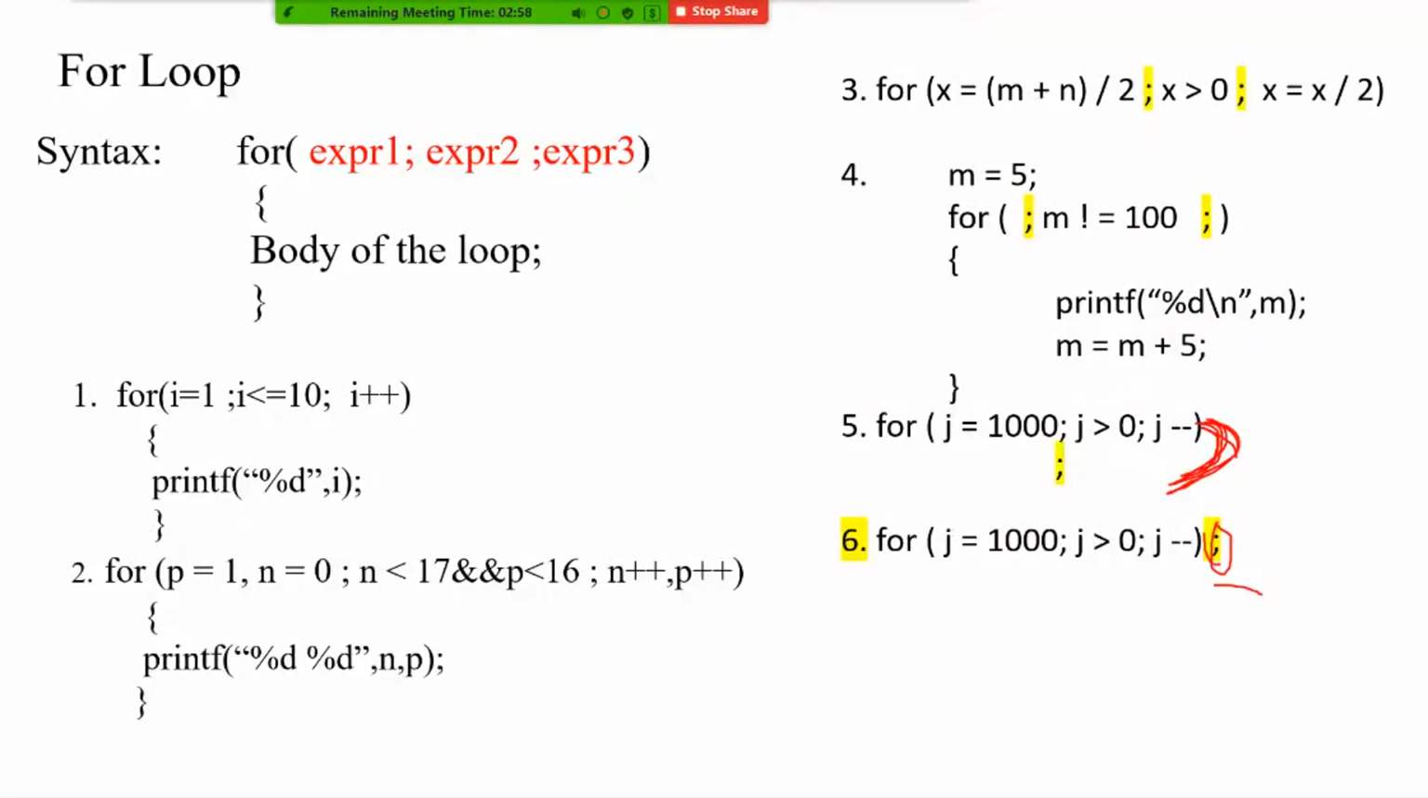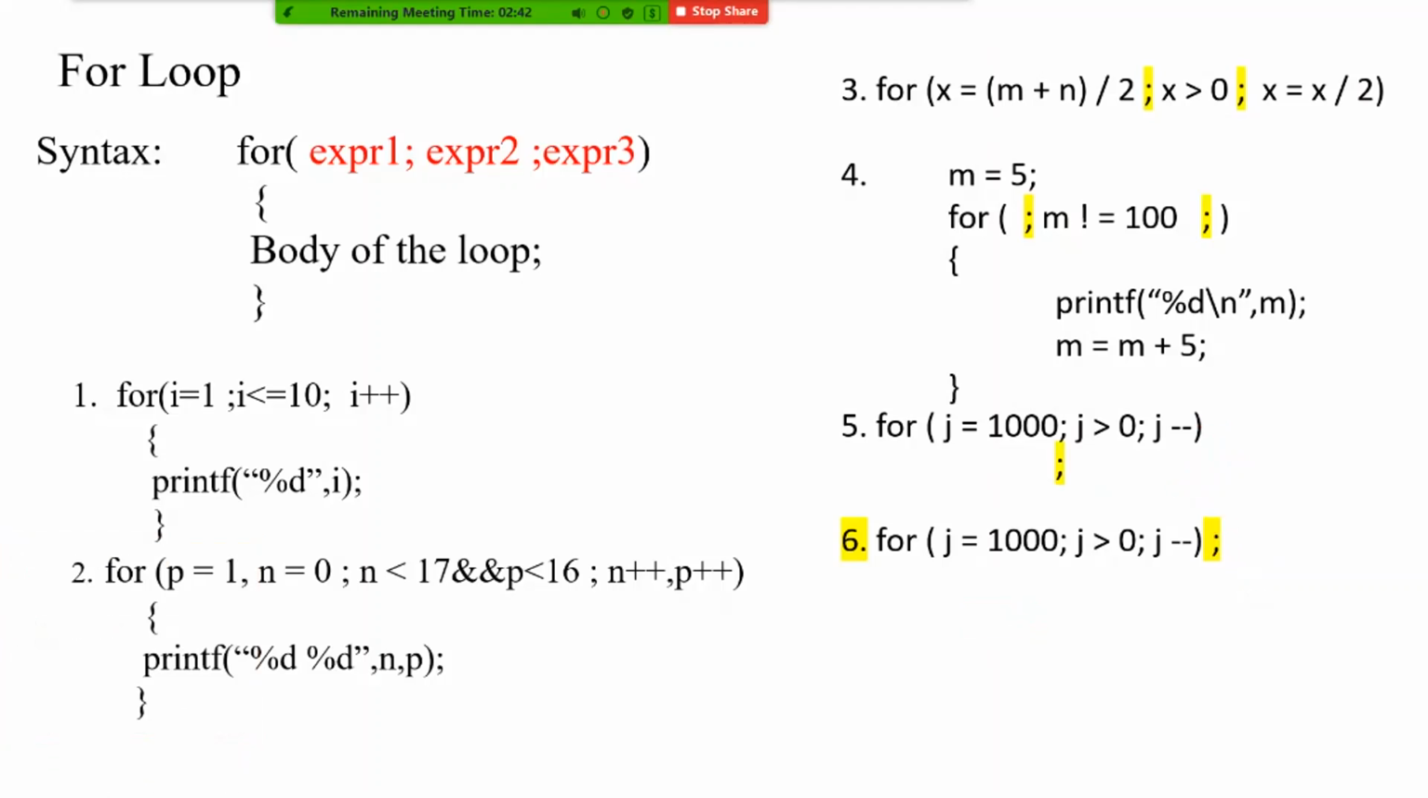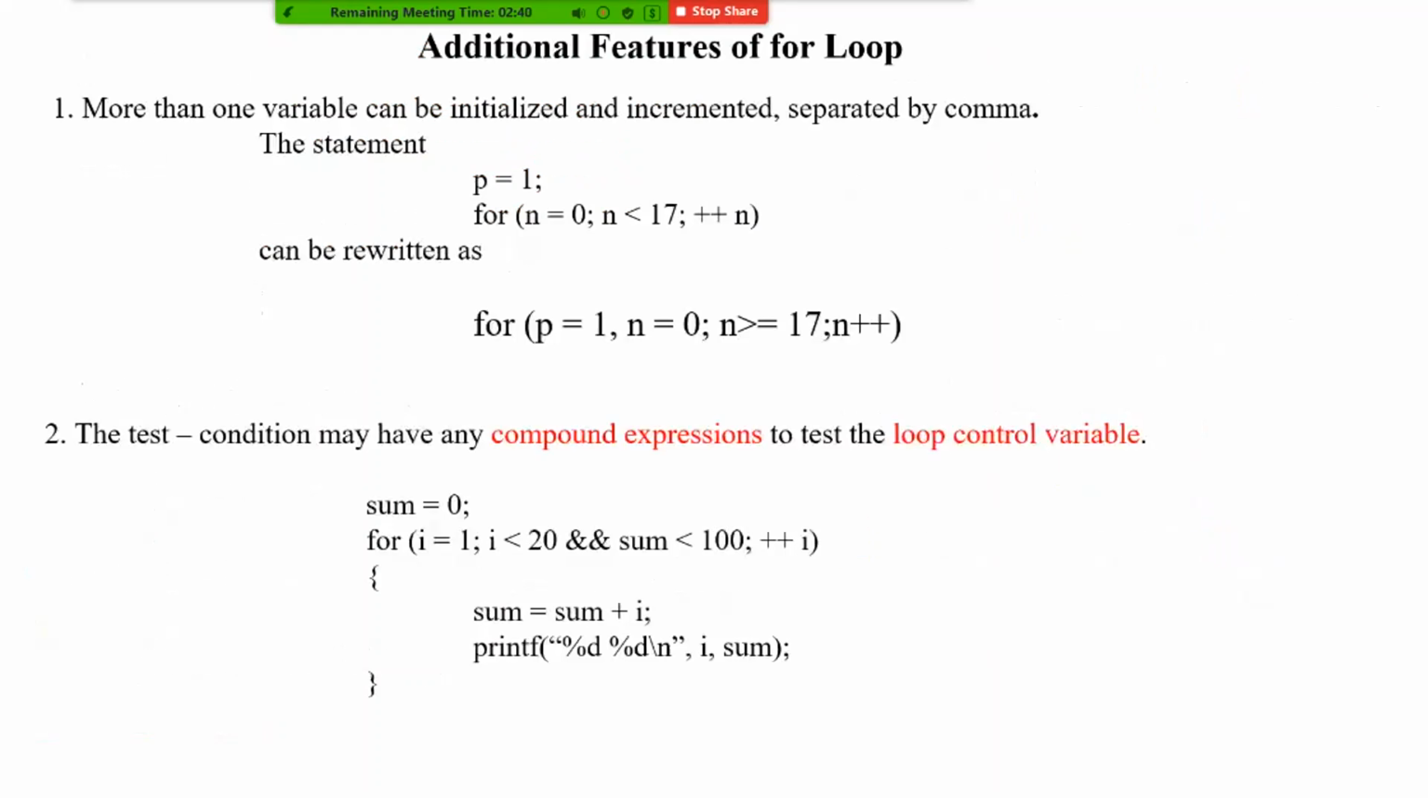It is executing this semicolon as the body of the loop. Whatever printing lines we had given for printing the multiplication table are not getting printed because this is taken as the body of the loop. A for loop should not end with a semicolon. Is it clear? So these are the main features of the C program.